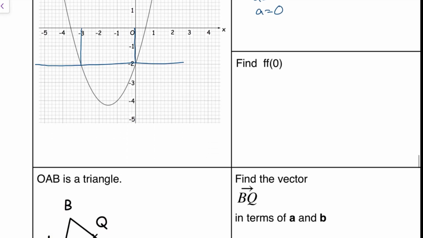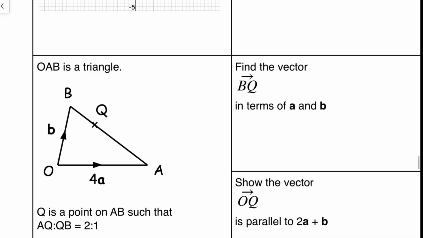Next question. Find f of 0. Well, this is a clever question. So I'm going to get rid of what I drew before, and then I'm going to put f of 0 in. So f of 0 means I put 0 in, which means I get minus 2. And then I'm going to put minus 2 in, which means I get minus 4. So f of 0 is minus 4 because I put 0 into f, and then I put the answer to that in again. Good question.